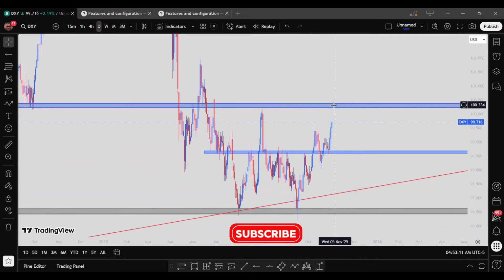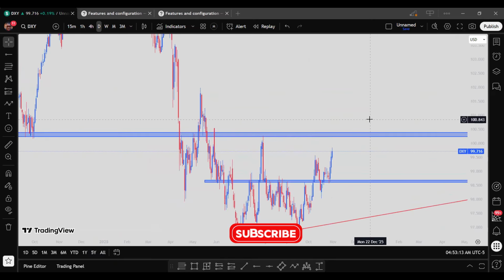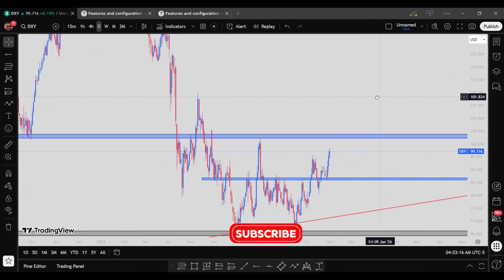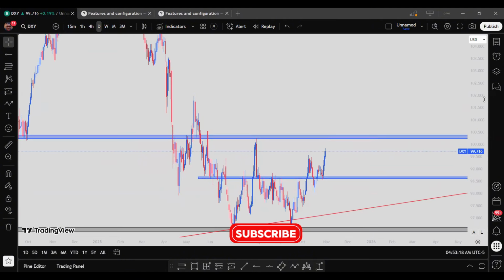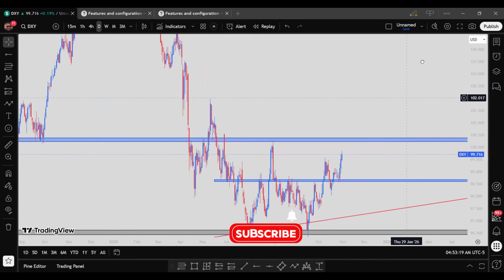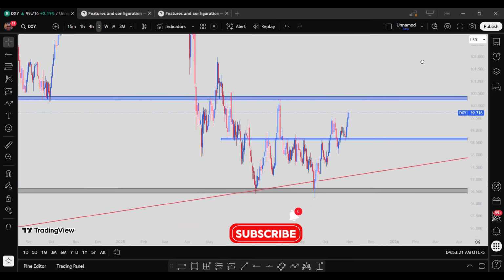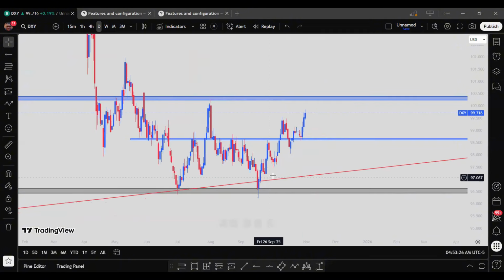So just waiting for price to clear this level, and that would give me enough confidence to go into more trades on the USD pairs. But for now, the USD still remains heavily bullish. So now let's talk about the other pairs.